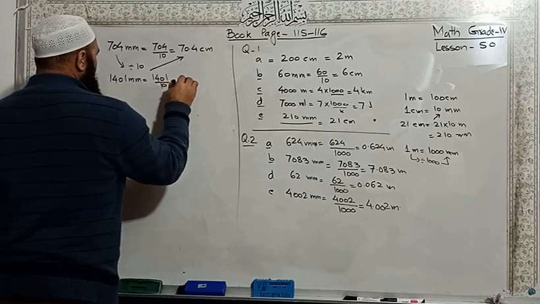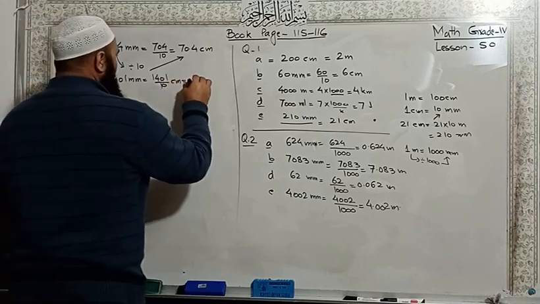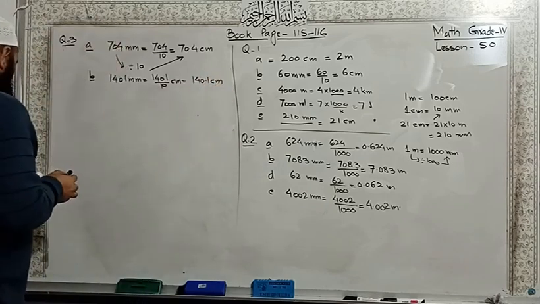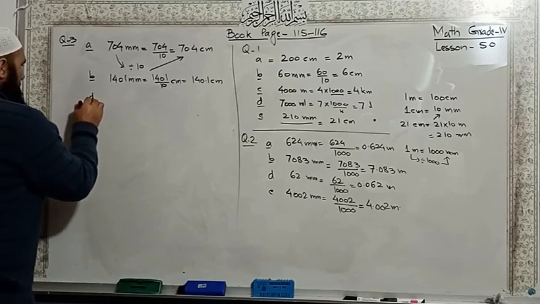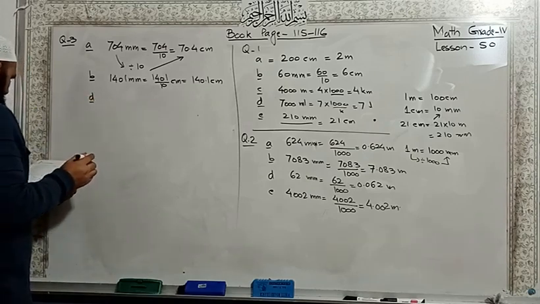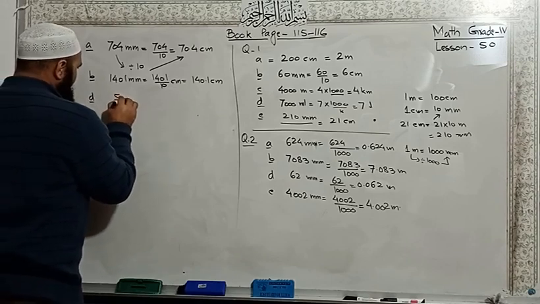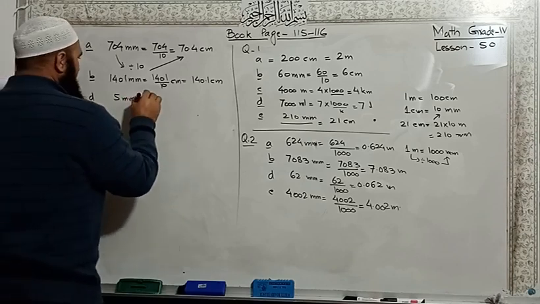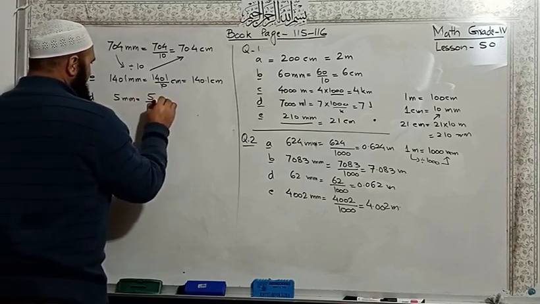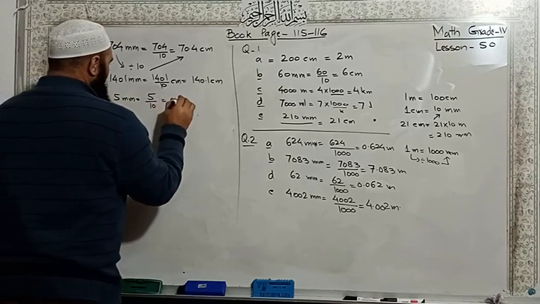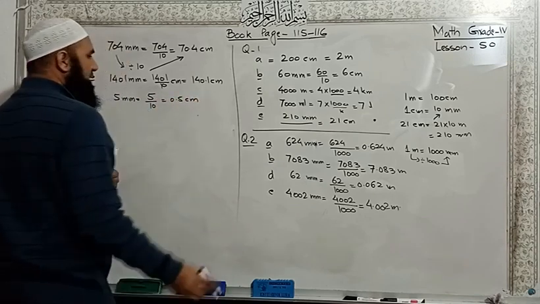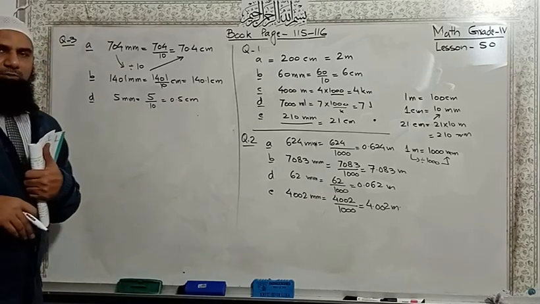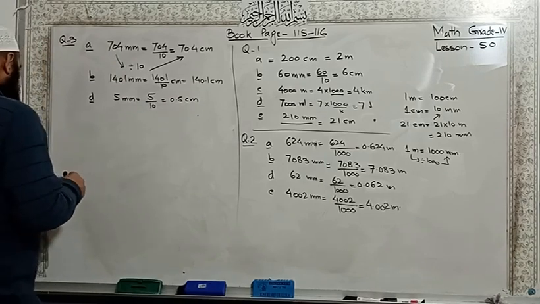This will become centimeter and the answer will be 140.1 centimeter. See question number D. Hope you can solve part C. Question number D is 5 millimeters. So 5 millimeters will be equal to how many centimeters? Just divide by 10. 5 divided by 10, we will get 0.5 centimeters, meaning half centimeter, because we have 10 millimeters in 1 centimeter and 5 millimeters will be half centimeter.